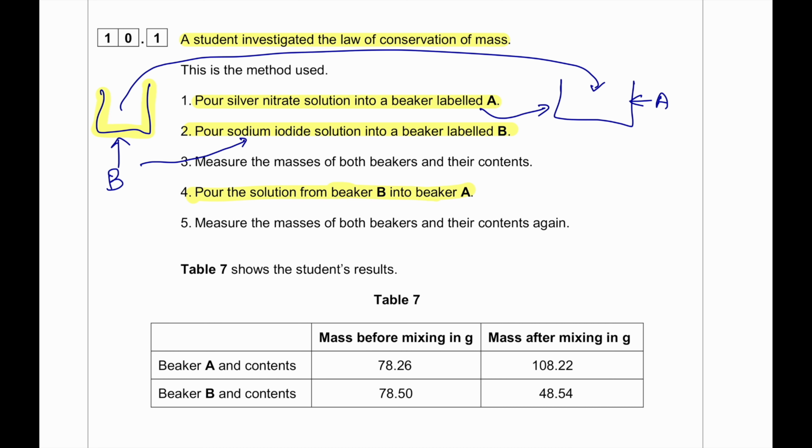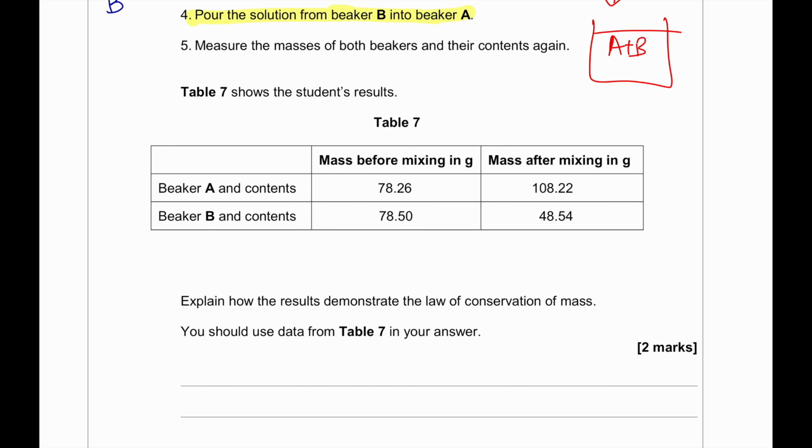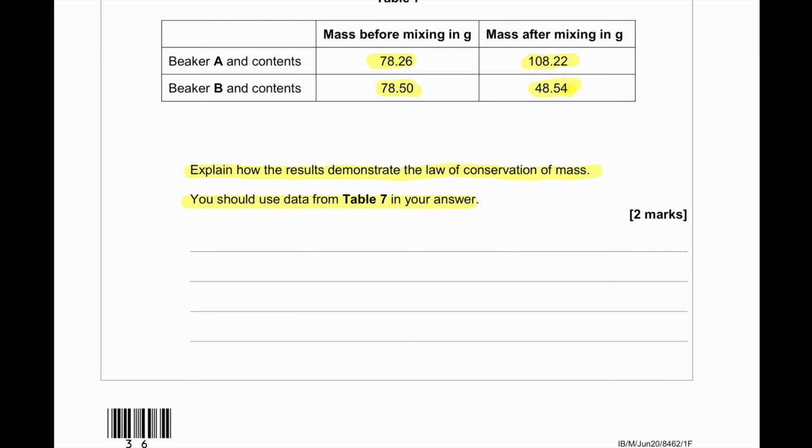So basically after we have put A plus B together in here, measure the masses of both beakers and their contents again. Beaker A contains 78.26, beaker B contains 78.50. After mixing, in grams, 108.22, 48.54. Explain how the results demonstrate the law of conservation of mass. You should use data from Table 7 in your answer.